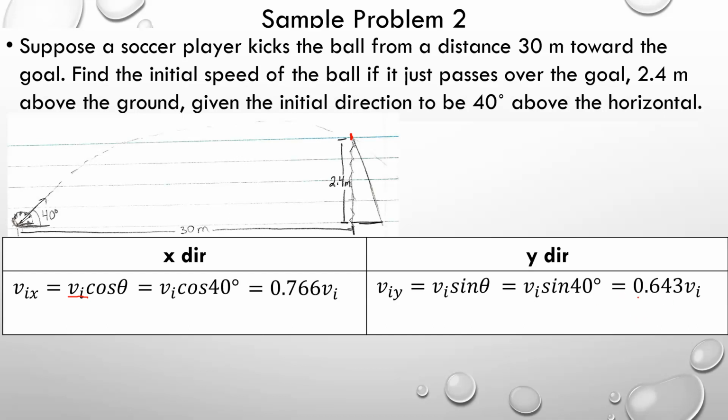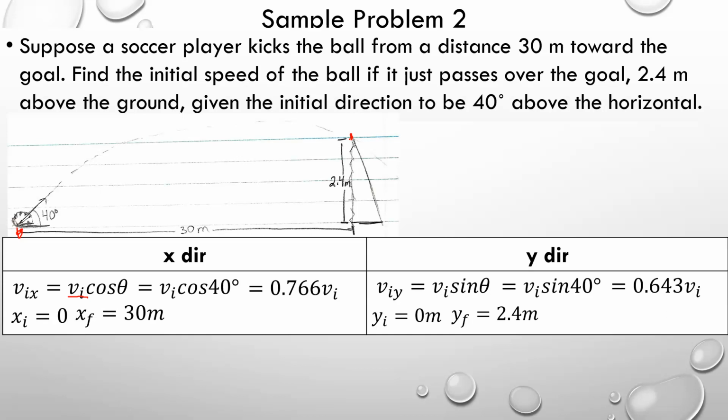So we'll get that Viy is equal to 0.643 Vi. What else do we know in either direction? Well, we know that the initial position in the x direction, so that would be right here, is 0. We know that the final position is 30 meters. In the y direction, we know that the initial position is 0, and we know that the final position is this 2.4.